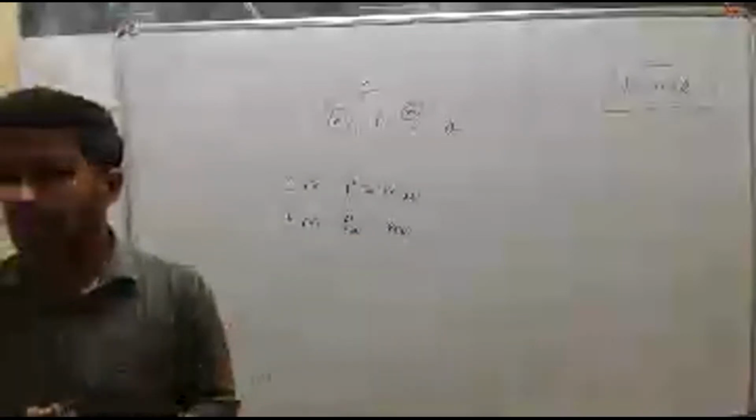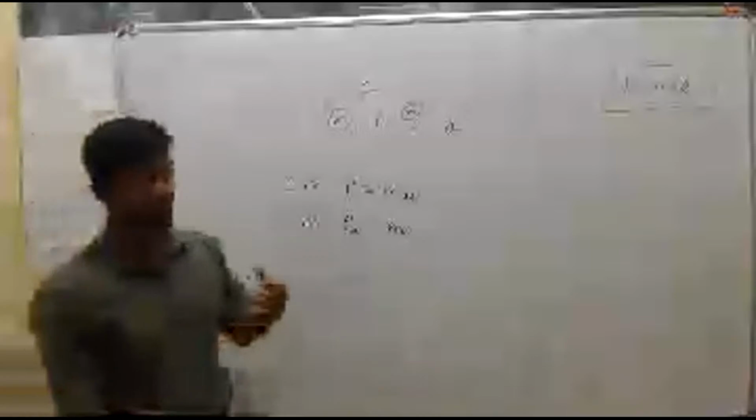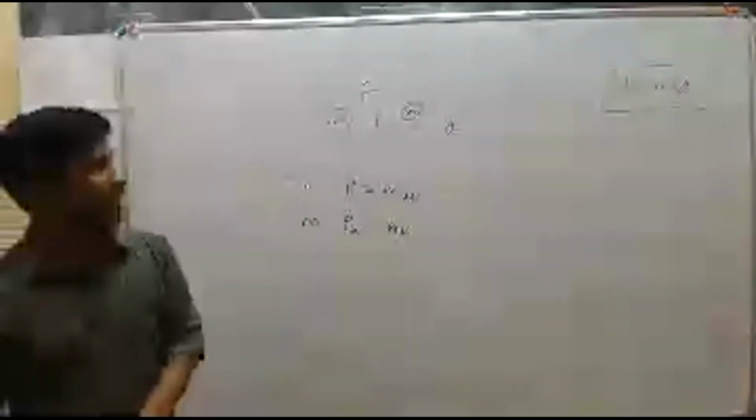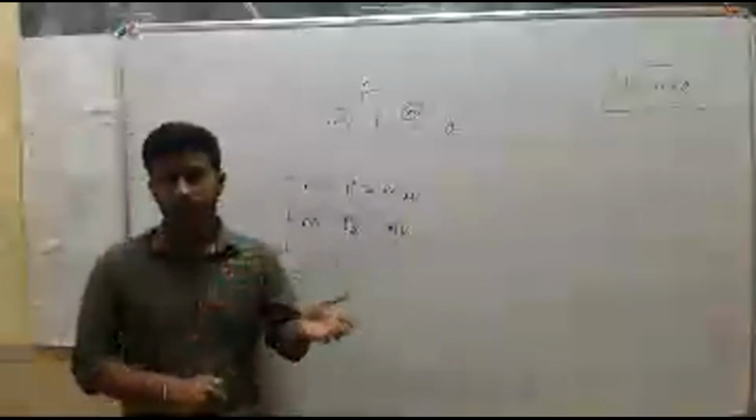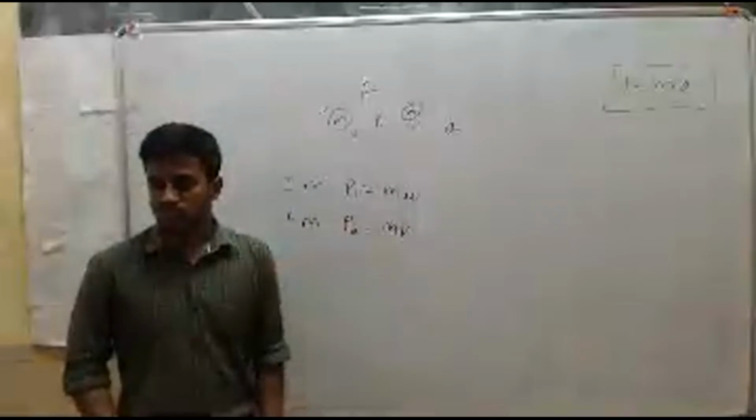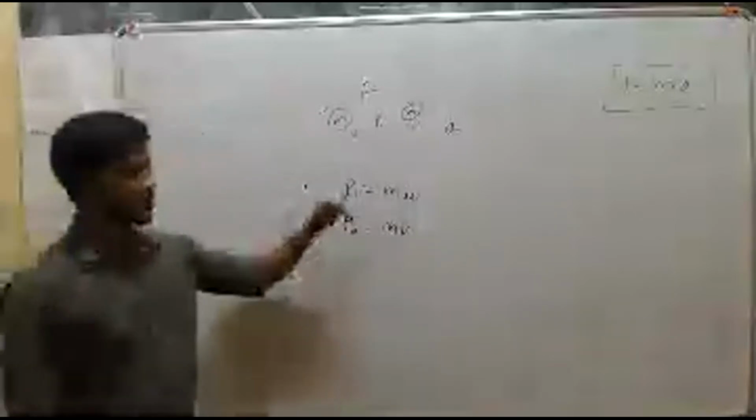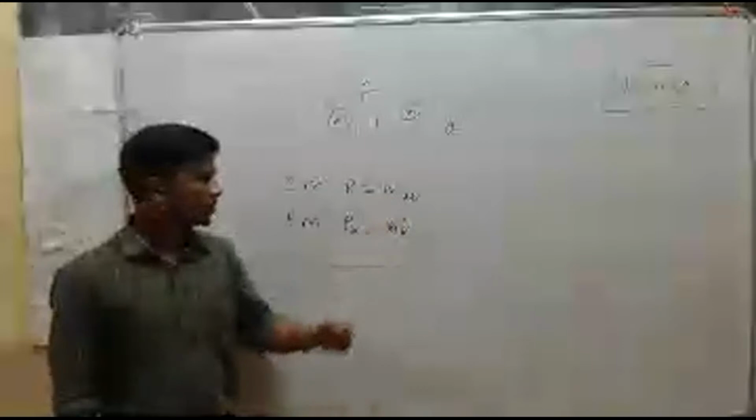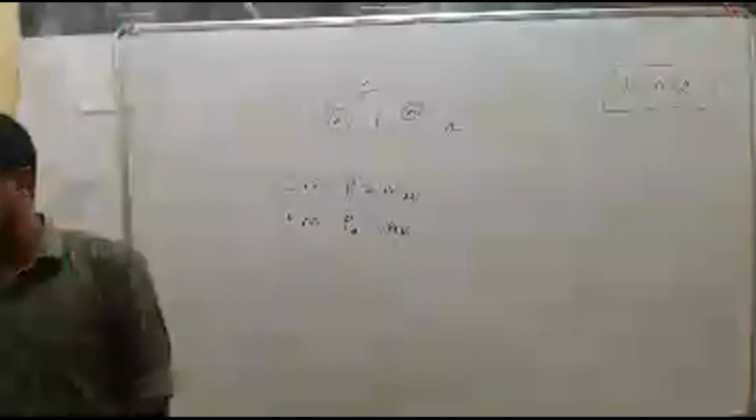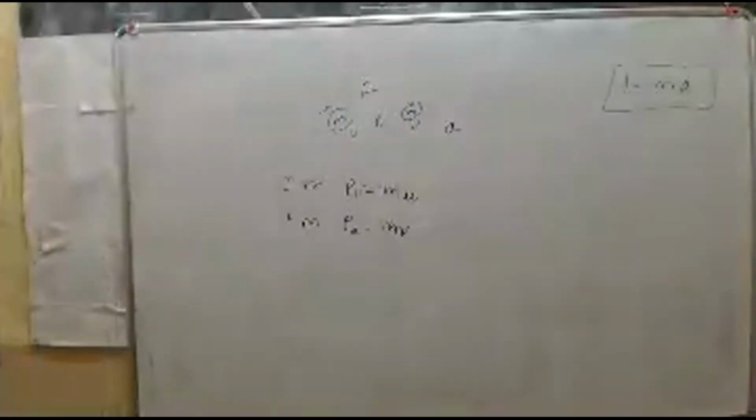Next, what is the next step? Here we have considered one object with mass m, moving with initial velocity u, and its velocity changed from u to v due to the application of force in a given time, giving it acceleration a. First we calculated the initial momentum p1, that is m into u, then the final momentum p2 equal to m into v. What is the next step?